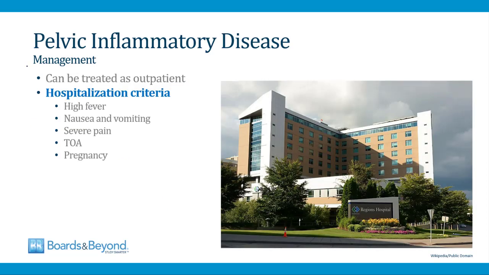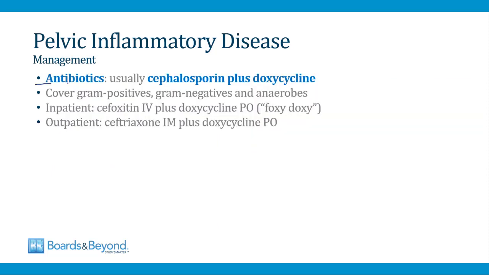So now let's talk about the management of pelvic inflammatory disease. First of all, you should know that milder cases can be treated as an outpatient. Not all women with this disorder have to be hospitalized. Some of the commonly used hospitalization criteria, however, are shown on this slide. Some of these are a high fever, nausea and vomiting, severe pain. Any woman with a tubo-ovarian abscess is usually hospitalized. And as I said, it's rare for pelvic inflammatory disease to occur in pregnancy, but when it does, those women are always hospitalized.